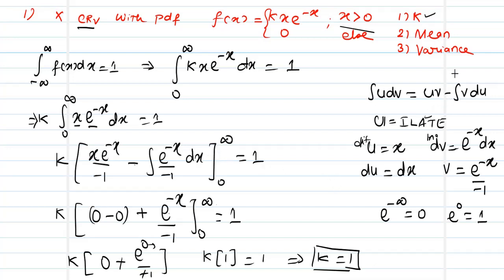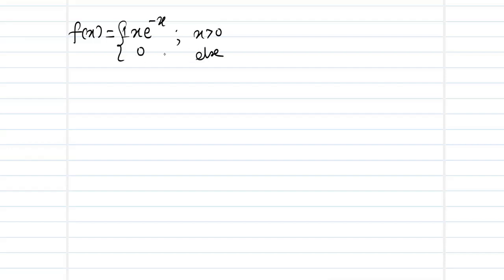So what is the second subdivision? I need to find the value of the mean. Once the value of k is obtained, go and fix it back in your function f of x. What will happen to my function f of x? It will now become 1 times x e power minus x for x greater than 0, and it is 0 elsewhere. So this becomes my f of x, for which I need to find the mean.